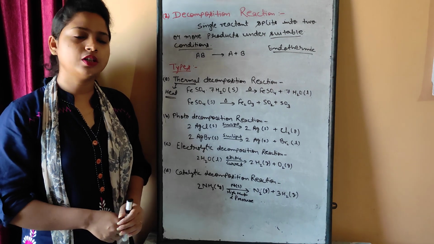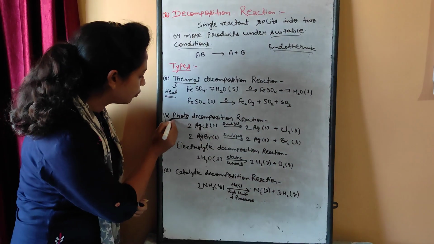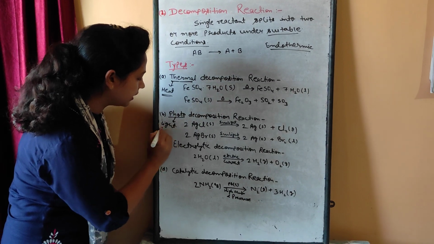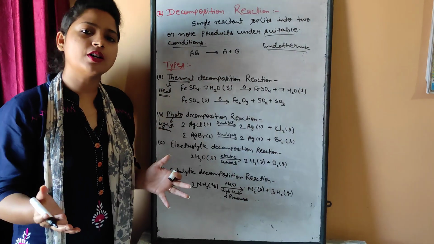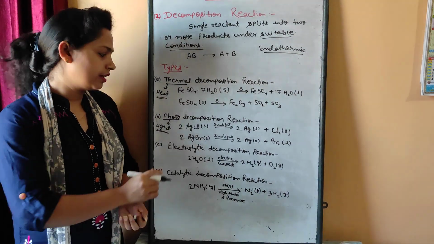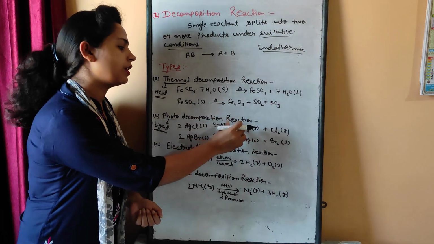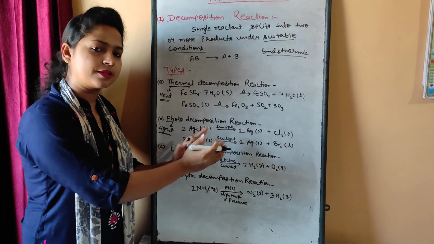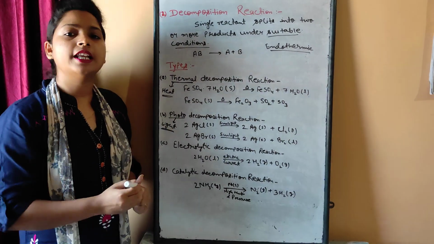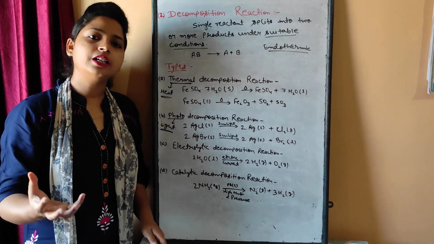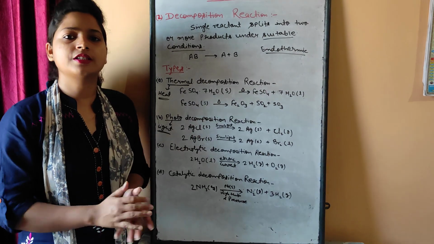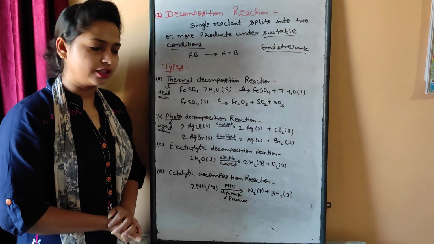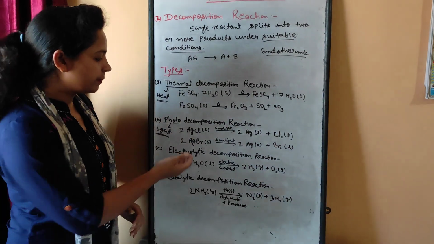Now the next one is photodecomposition reaction. Photodecomposition reaction means what? Here the source is photo, which is photon. It means light. Actually it means the sunlight, but in the broad sense, we call it light. By the name it is clear that the decomposition takes place in the presence of light. Correct? So when the decomposition takes place in the presence of light, then it is called photodecomposition reaction.